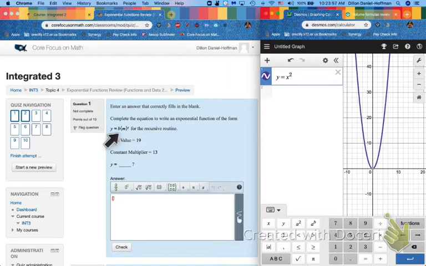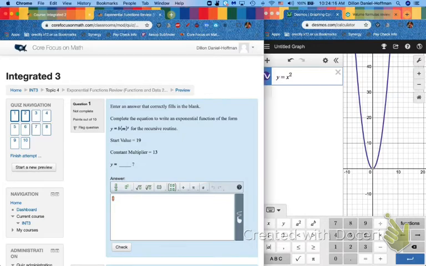In this case, BMX doesn't stand for extreme sports biking. It stands for beginning number times the multiplier and then raised to the x power, where the beginning number is also called our start value, and the multiplier is also called our constant multiplier. So the first few questions, we're just going to simply practice writing out what this would look like to plug into our own equation. Now notice it says y equals blank, so we don't need to type y equals, we just need to fill in the blank.